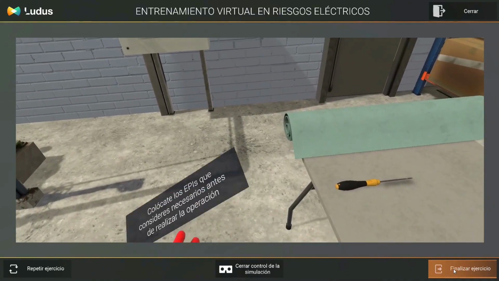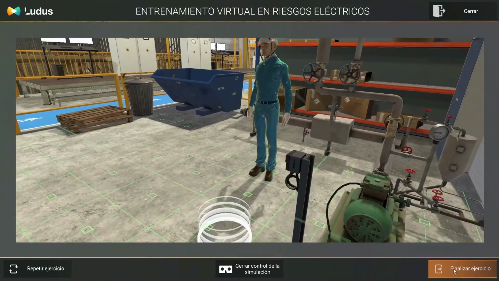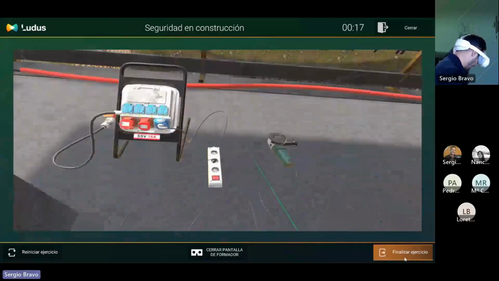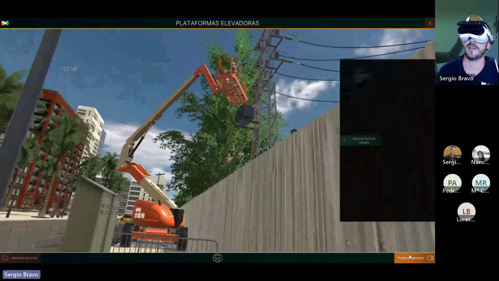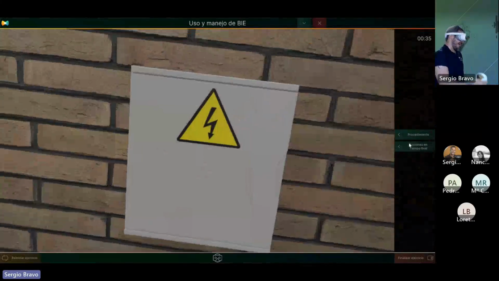In fact, there are more related topics that we could include in other simulations, such as construction site safety, logistical risks, hazard detection in the plant, aerial work platforms, and track handling.